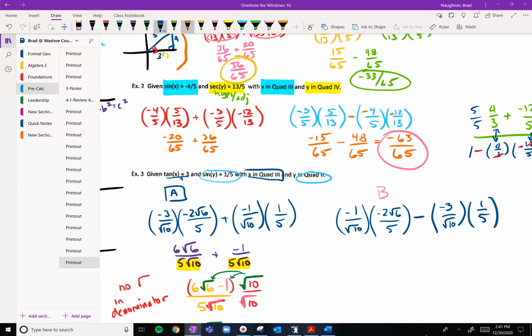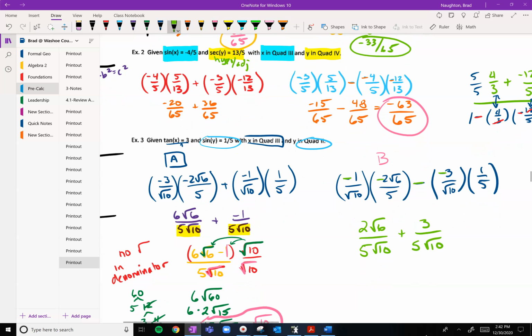Like I said, your signs are important, so I have my notes over here on the side, and I just wanted to double check I didn't do anything goofy. So in this first one, a negative and a negative are going to make this a positive 2 root 6 over 5 root 10 again, and I'm going to leave that at root 10. And then a negative and a negative are going to make this a positive 3 over 5 root 10. So thankfully they have a common denominator again. So we'll make this 2 root 6 plus 3 over 5 root 10.